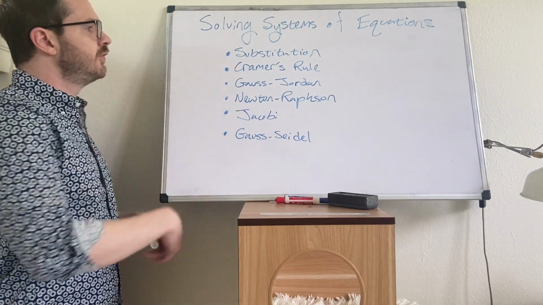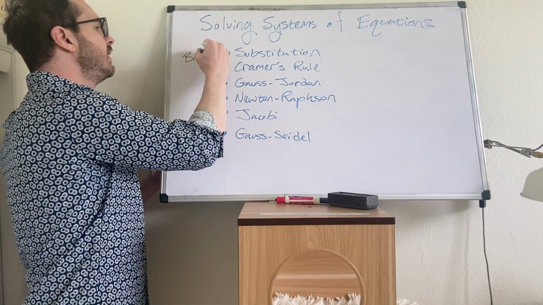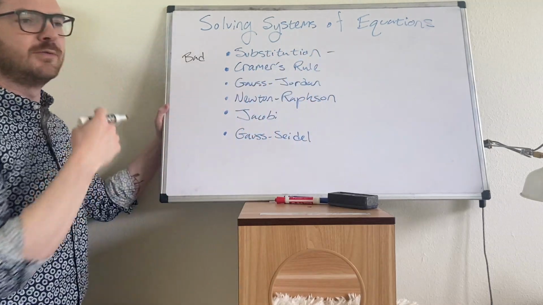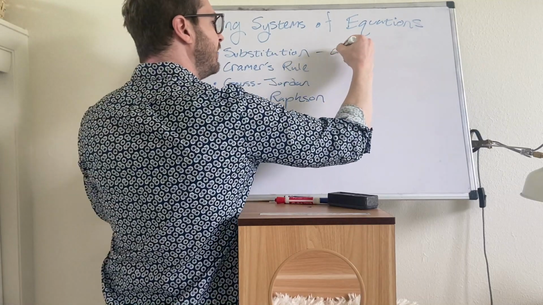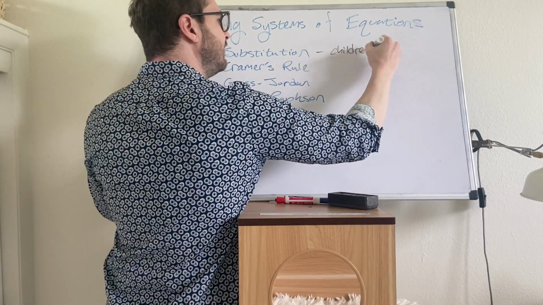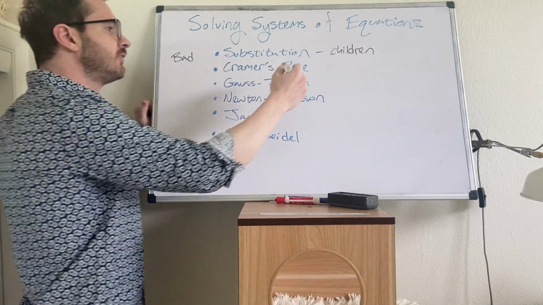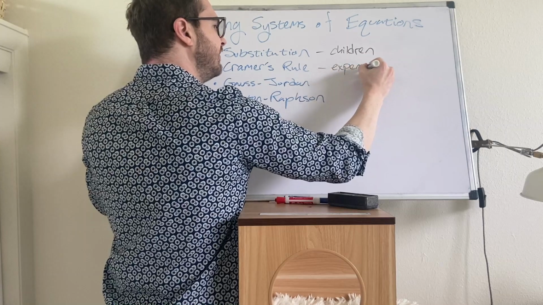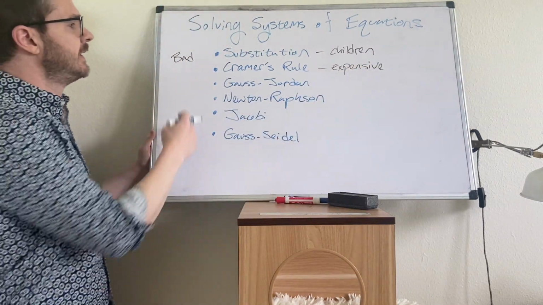The first two, these are our bad methods, our poor methods. And these are bad because, well, substitution is manual, right? It takes a long time and it's tedious. And really this is a method for children. This is what we did in middle school. Kramer's rule gives you an explicit solution, but it is computationally expensive. So expensive, in fact, that we're not going to use it.